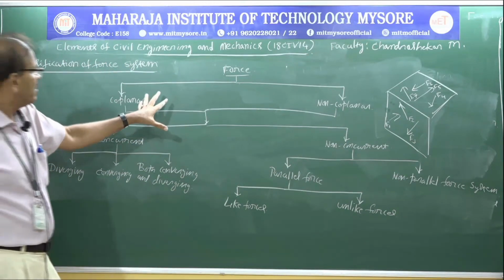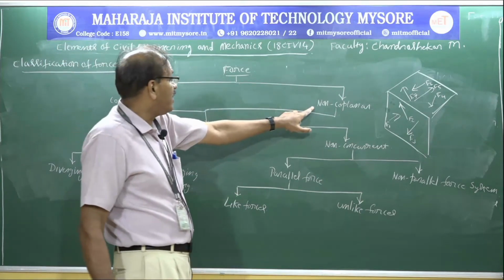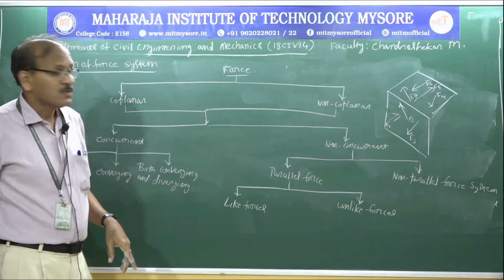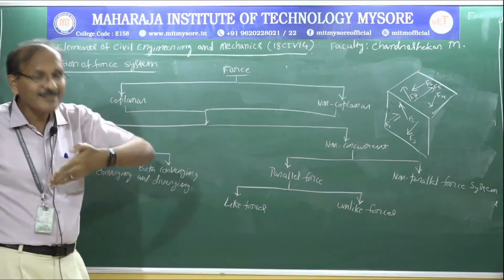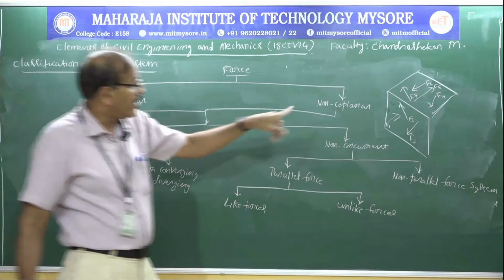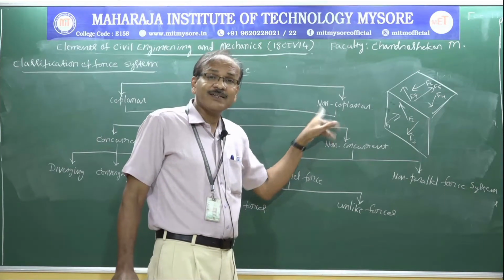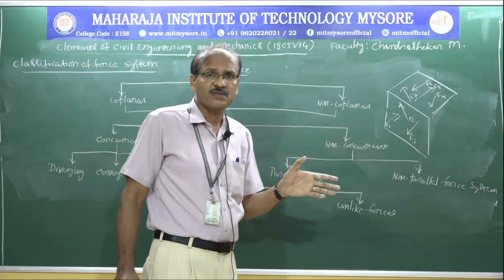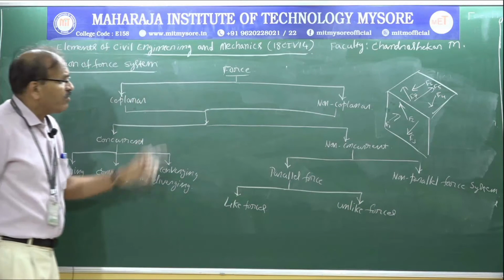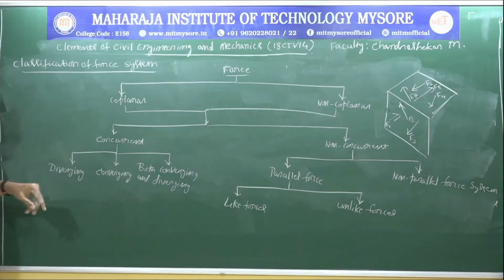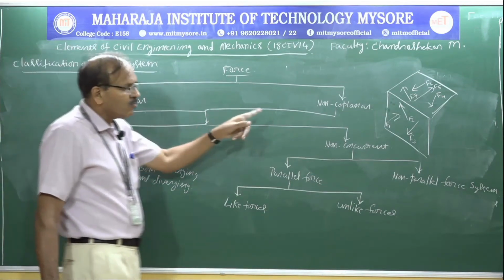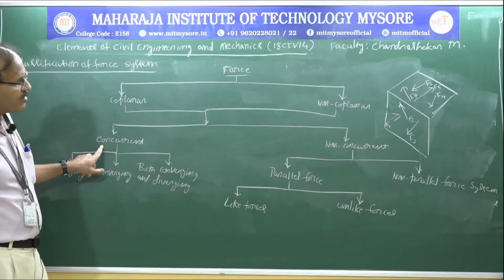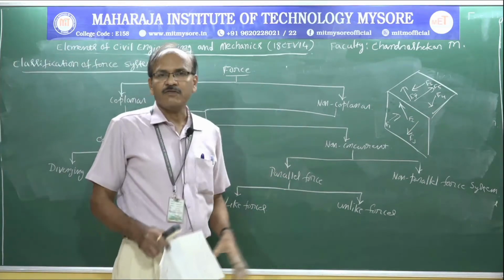Next, coplanar and non-coplanar have the same classification. In coplanar we get 2D forces. Non-coplanar are 3D forces, because the forces act in 3 dimensions. When you go further, the classification for coplanar and non-coplanar is the same: concurrent force system and non-concurrent force system.